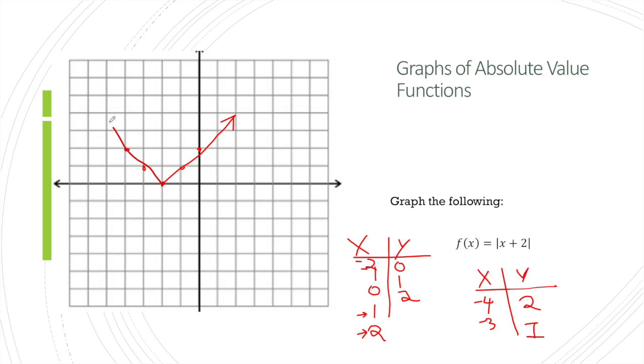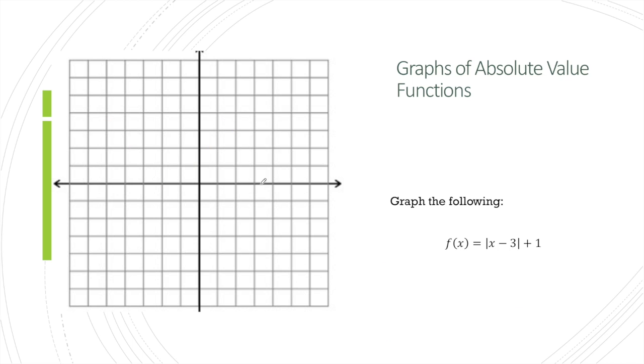So remember, when we are adding inside our parentheses, if we add a positive number, it's going to shift it to the left. If it was minus 2, it would have shifted to the right. So let's bring both these graphing techniques together. So I have |x minus 3| plus 1. So that means I'm going to have a horizontal shift of positive 3 and a vertical shift of positive 1.